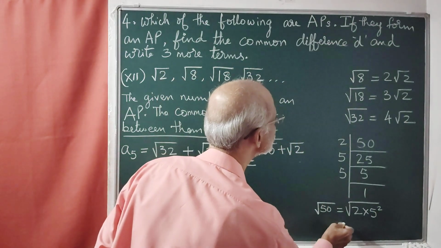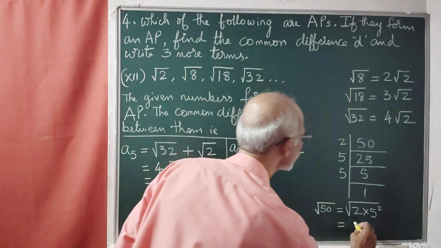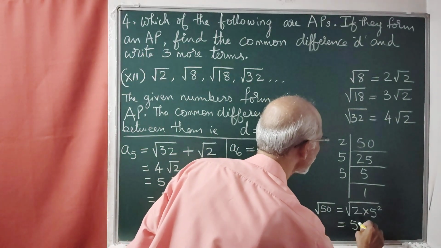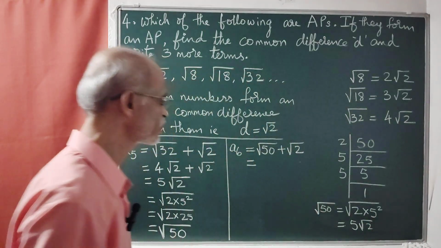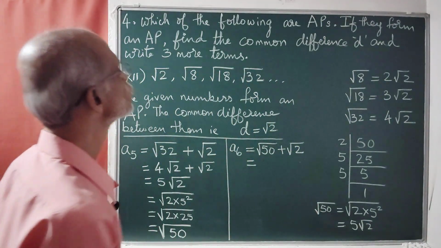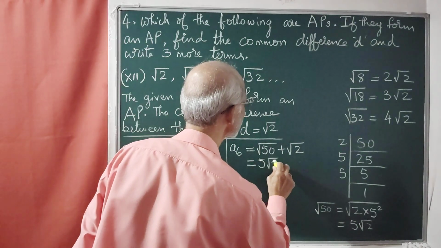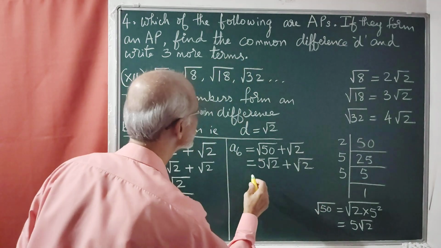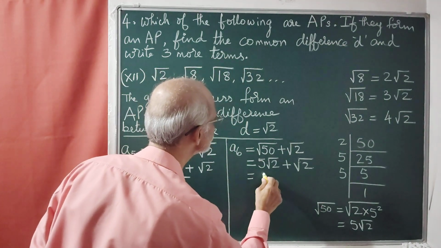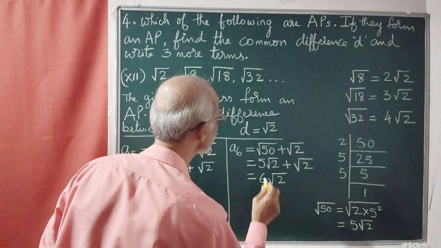Now this 5 square, if I bring it outside, it will become 5. So it will become 5 root 2. The simplest form of root 50 is 5 root 2. So I will write it here, 5 root 2 plus root 2. So what do we get? 5 root 2 plus root 2 is 6 root 2.